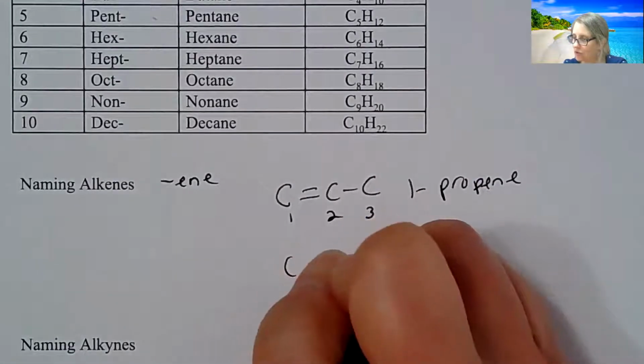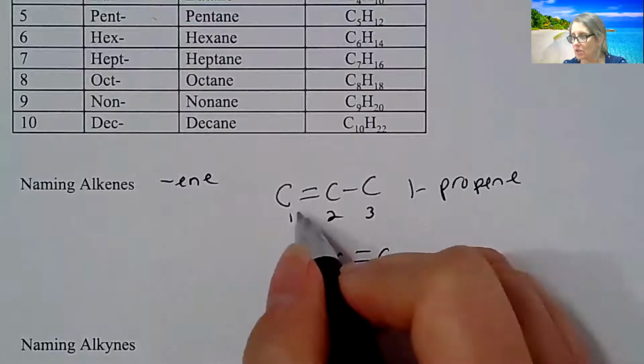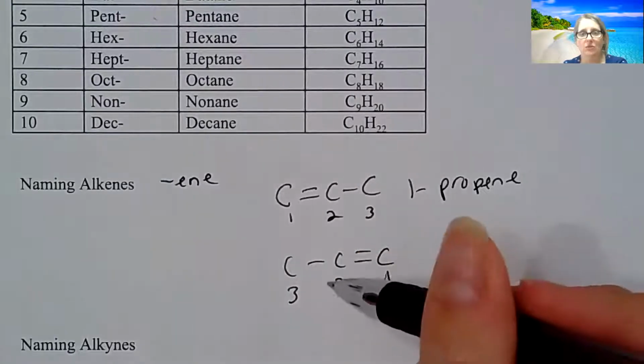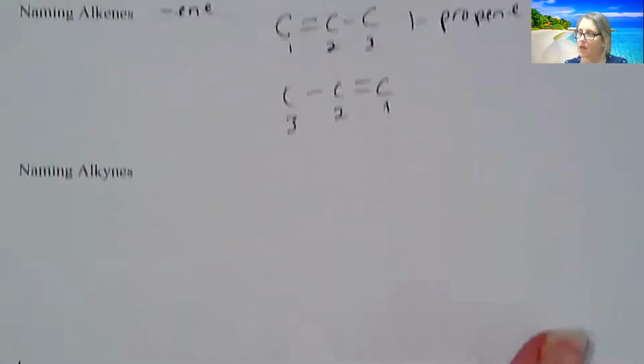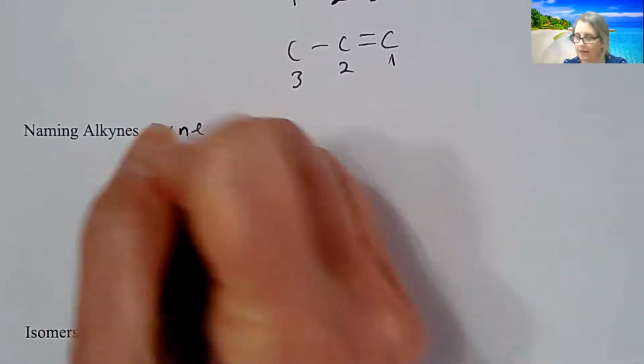Now, if I were to draw the double bond here, is that a different molecule? Actually, it's not. It's just flipping of that. Because in the naming system of organic chemistry, you always start numbering where you have that double bond. Okay. Now, if I have alkynes, these are going to end in -yne.